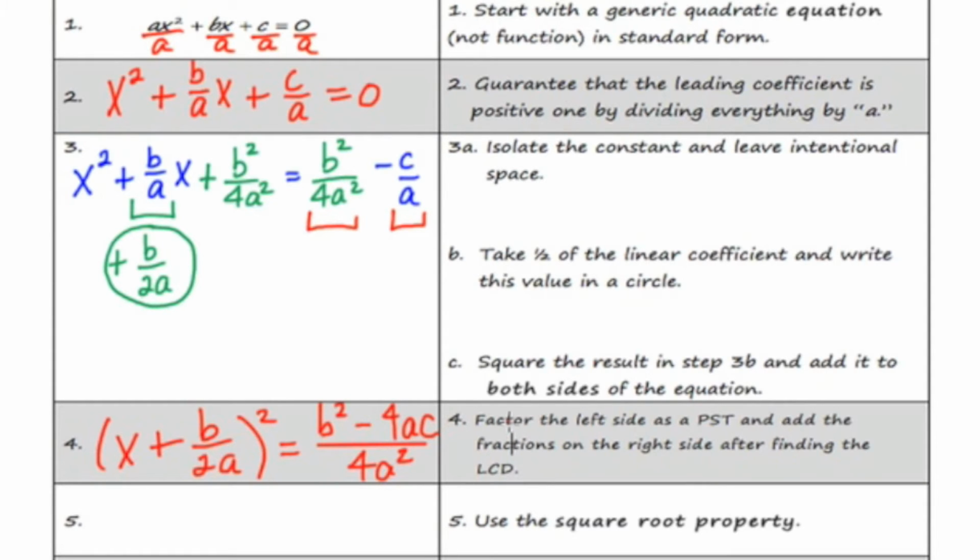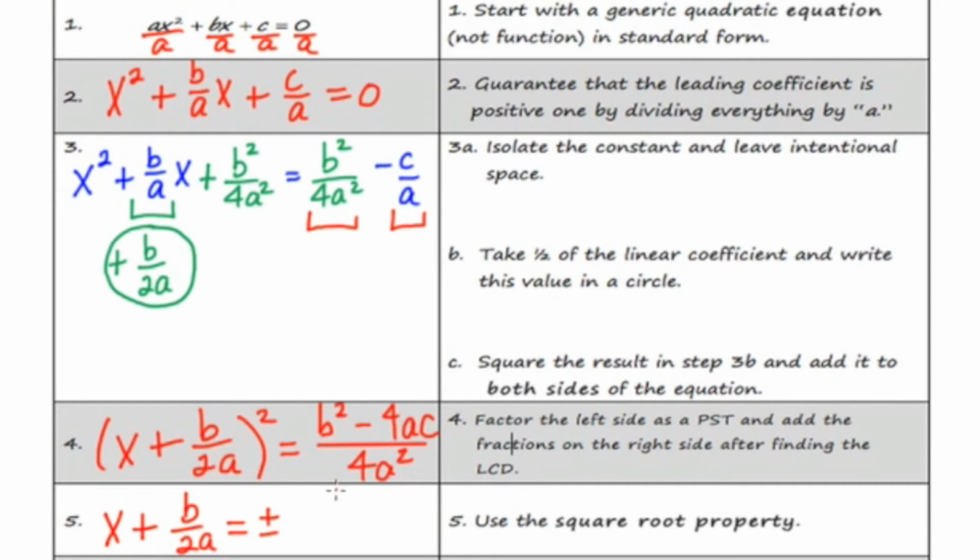Okay, in step 5, it's suggested that we use the square root property. And what this means is to take the square root of each side. Now when you take the square root of a chunk that's already being squared, all you're left with is the chunk itself, x plus b over 2a. Now, when you use the square root property, you need to interject a plus or minus, so I'm going to go ahead and write that.